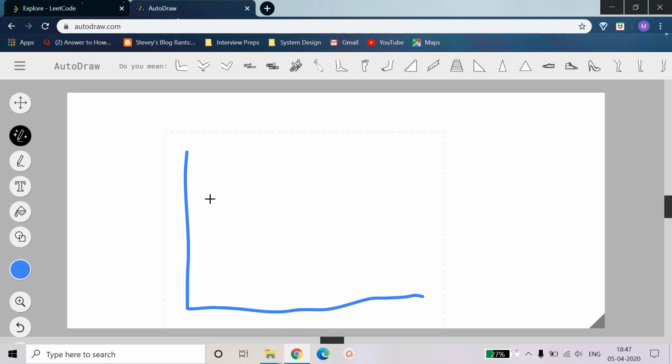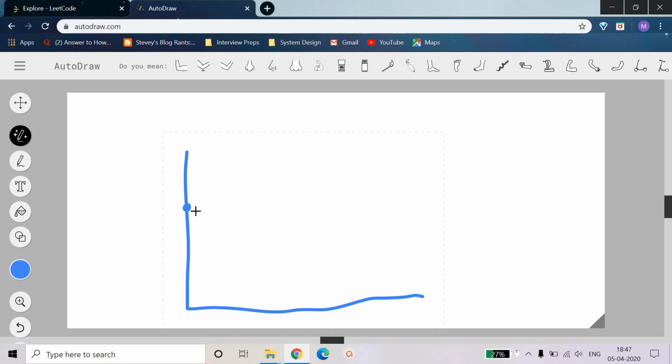So what I'm going to do is I need 3 pointers. One will point to the buy value. The second one will point to the sell value, and the third will be our runner, which will be iterating through the array. So let's say this is the point where we start.